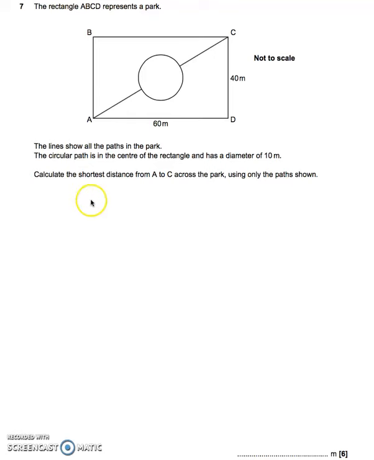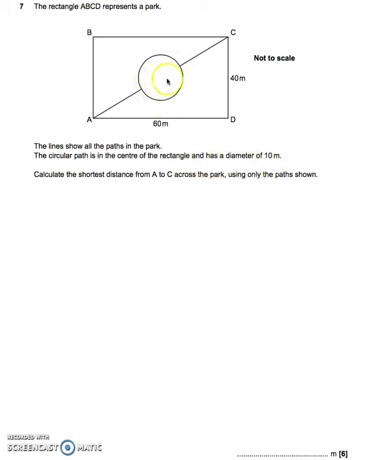Question number 7 is a real tricky looking problem. You've got a nice diagram here. It's a rectangle A, B, C and D, and that represents a park. The lines show all the paths in the park, so A to B is a path, B to C is a path, etc. The circular path is in the centre of the rectangle, as you can see in the diagram, and it has a diameter of 10 meters.